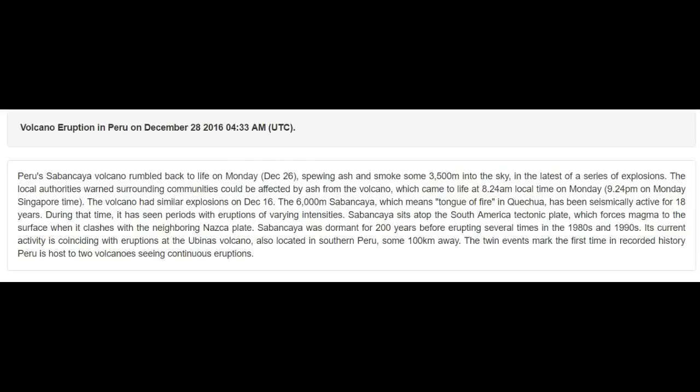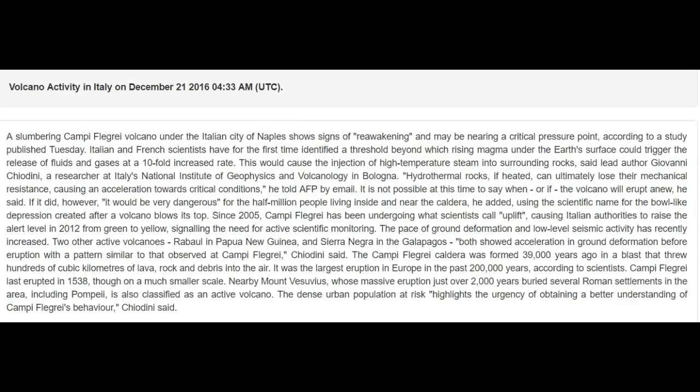And you can pause this, guys, and read the entire thing. It's called the Tongue of Fire. But in the last line, it says it's also erupting with the Ubinas volcano, also in southern Peru. And 100 kilometers away, the twin events mark the first time in recorded history that Peru has had two continuously erupting volcanoes. Again, pause any of it and read it. And let's check this out. Campi Flegrei, this is a volcano under the Italian city of Naples, shows signs of reawakening.